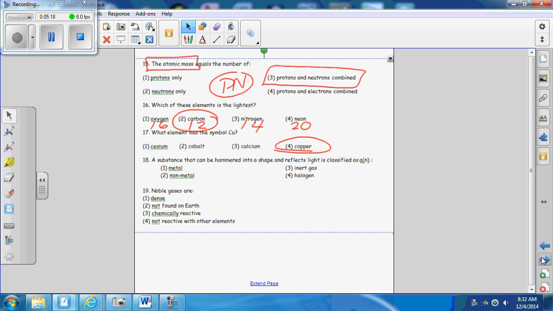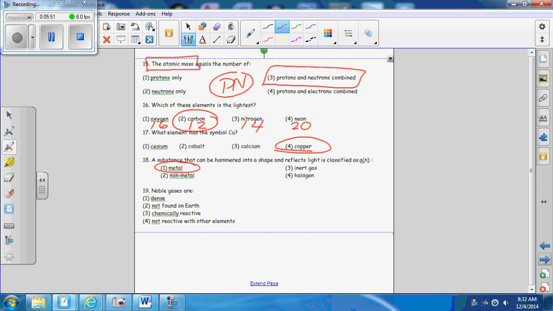A substance that is hammered into a shape and reflects light is classified as a... We hammer something, that means it's malleable. It reflects light, that means it has luster. These are properties that I can observe only in an element that is a... You know this. Tell me the answer. It's shiny. It reflects light. I can hammer it into shape, so it's a metal. Good job. It can only be a metal.